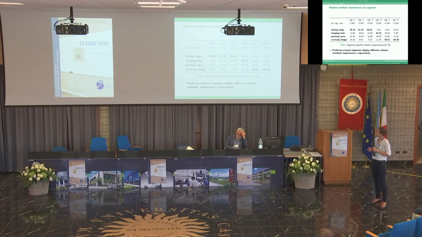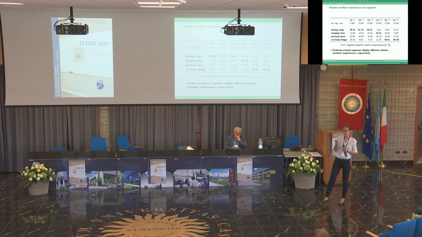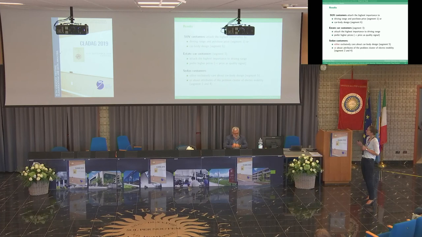This also holds if we take a look at the relative attribute importances. The first 3 segments actually care about the driving range, the last 3 segments about the car body design, and the 4th segment attaches equally high importance to the purchase price and the charging. So once more, this argues for good separation, and now I'm going to use these results concerning the most preferred attribute levels and the attribute importances in order to draw some implications. So what we can see is that estate car customers attach the highest importance to driving range, but, and this is quite important, they prefer a higher price, which means they see price as a quality signal.